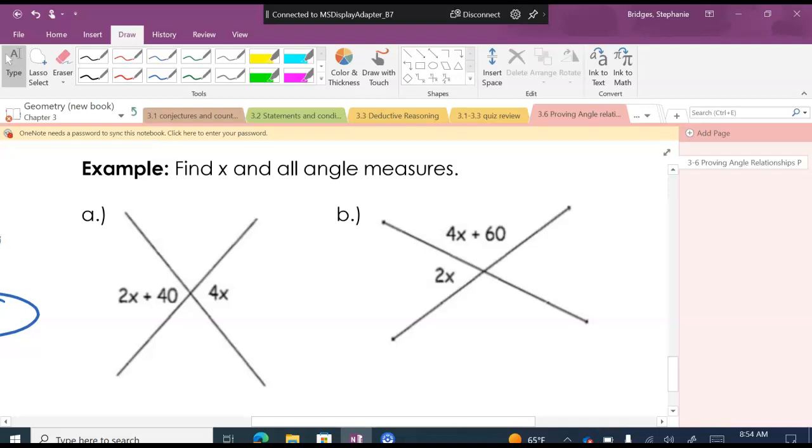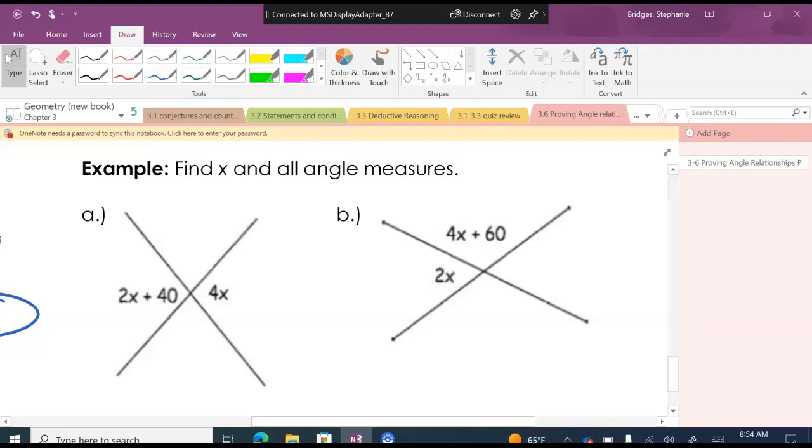The first question you need to ask yourself is what kind of relationship do they have? They look like they're the same. Why would they be the same? What kind of angles are they? Starts with a V. Vertical. Aren't they right across from each other? So they are vertical angles.